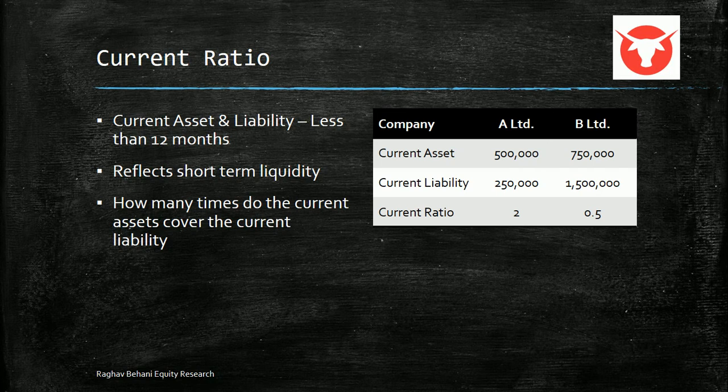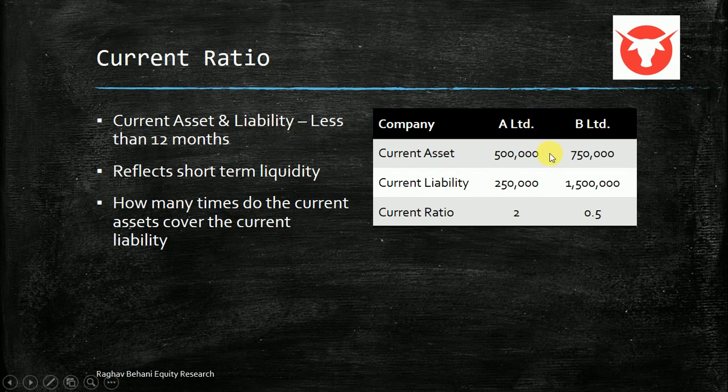Now, current ratio shows us short-term liquidity. It shows that if current liabilities are to be paid off immediately, that is maybe within the next 12 months, are current assets sufficient enough to be sold, and can the cash proceeds from the sale cover the current liabilities or not? How many times current assets cover the current liabilities is depicted by the formula current assets divided by current liabilities.